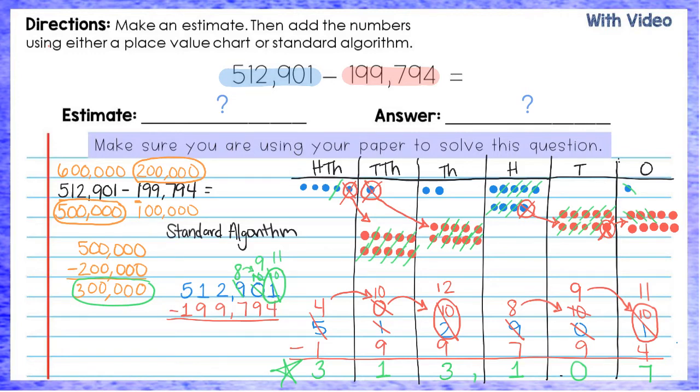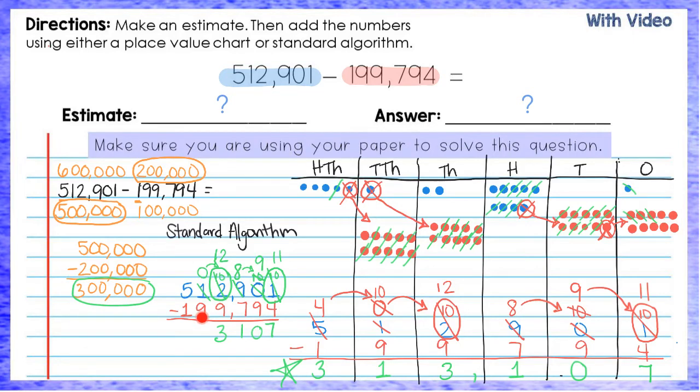11 minus 4, just like we did over here, 11 minus 4 is 7. 9 minus 9 is 0. 8 minus 7 is 1. 2 minus 9, I can't take away 9 from 2, so I have to go into my 10,000s place and regroup 1 10,000 into 10,000s. 10,000 plus the 2 that are already there is 12,000. 12,000 minus 9, 12 minus 9 is 3.